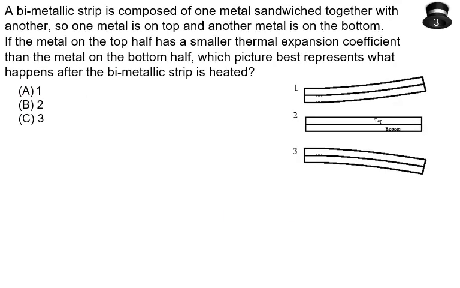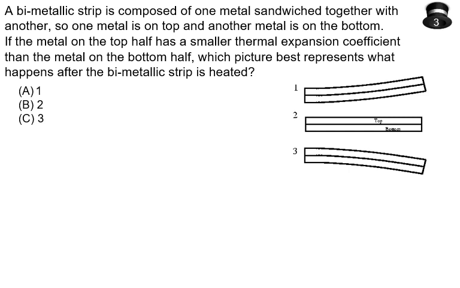Now let's do another question, but this is kind of an interesting consequence of our coefficient of linear expansion for different materials. Let's say we have a bimetallic strip. These are defined as one metal sandwiched together with another type of metal. They're two different types of metal that are glued together, for instance, or welded together. One metal's on top and the other type of metal is on the bottom. If the metal on top has a smaller thermal expansion coefficient than the metal on the bottom, which picture best represents what is going to happen after your bimetallic strip is heated?